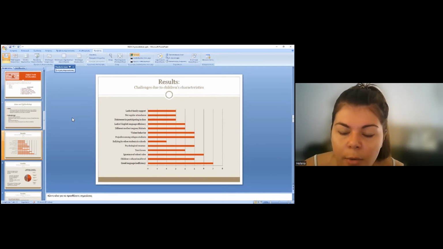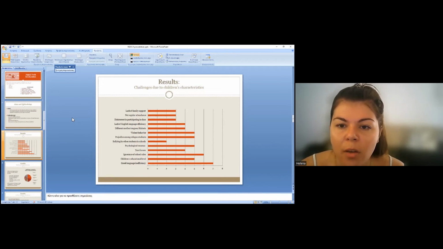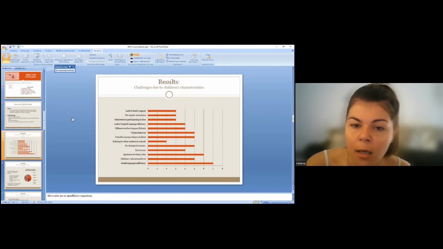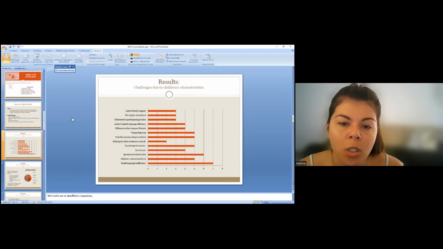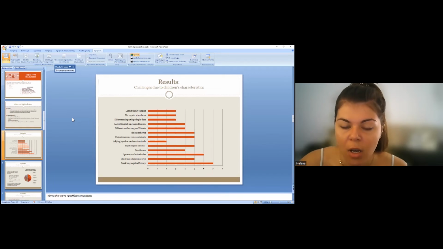Well, as you can see, there were other challenges because of children's characteristics, such as lack of family support. Most of these children did not even have a family. They did not attend school regularly on a daily basis. They also had different mother tongues or dialects, which made the procedure even more difficult to achieve.